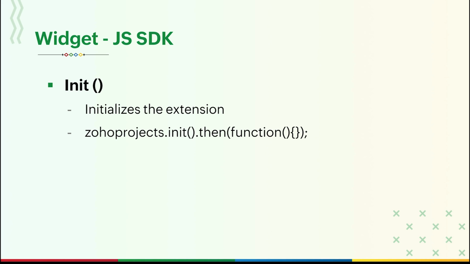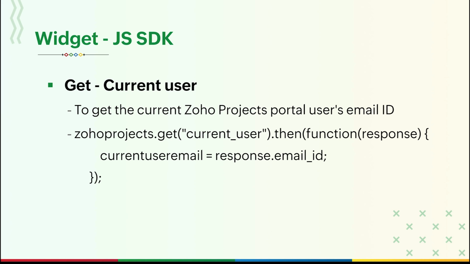The first JS SDK method that we've used is the init method. This init method will initialize your extension. This init method is mandatory in order for the other JS SDK methods to be invoked as part of your widget code. Only after your extension is initialized can the other JS SDK methods be called and invoked in your widget code.